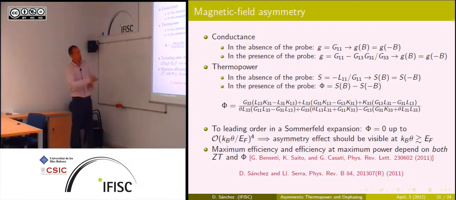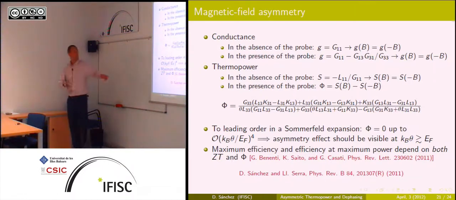A motivation to study this magnetic field asymmetry appeared last year, a group of Bedenti, Saito, and Kasaki, in which they related the maximum efficiency at the maximum power in terms of both this field of magnetic, CT, and also this phi when there is a magnetic field present. Okay? If there is no magnetic field, then this maximum efficiency, the Carnot efficiency, depends only on this CT, on this field of magnetic. But in the presence of magnetic field, it depends on both.